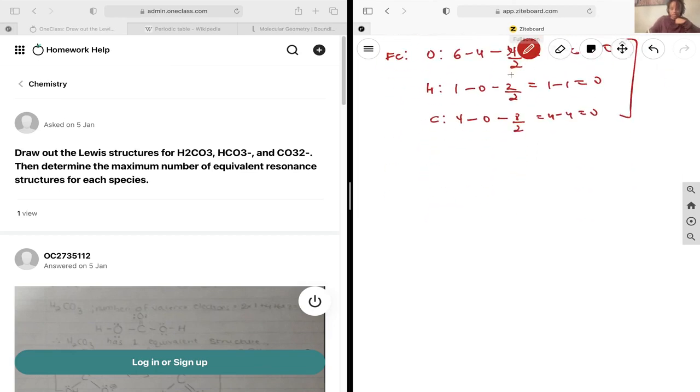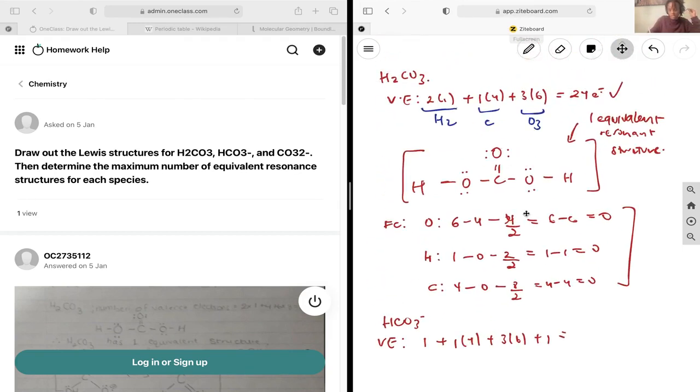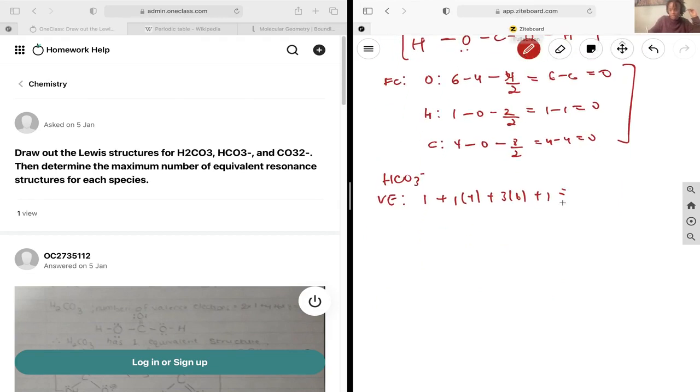And so let's move on to our next one, which is HCO3 minus. Let's count our valence electrons. We're going to have 1 plus 1 by 4 plus 3 by 6 plus the additional 1 because of the charge. And that is going to give us 2 plus 4 plus 18, which just happens to be exactly what we have here. So we're still going to have 24 electrons to play with.